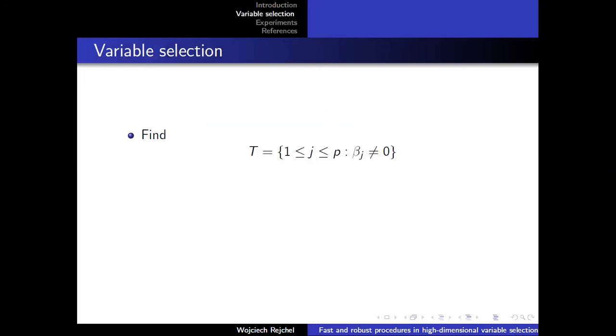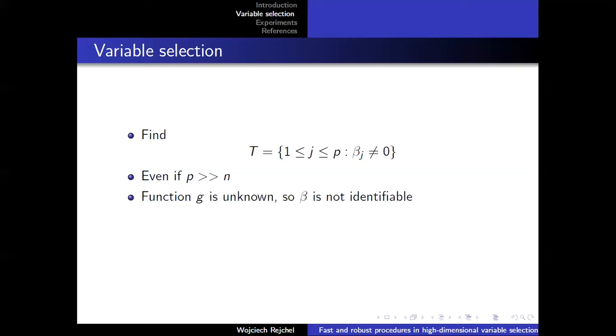And our task is to find relevant predictors in the model, which are defined by T. So this is the set of coordinates of the parameter beta which are non-zero. And we want to do it in the high-dimensional case, so the number of predictors, p, can be much larger than the sample size.